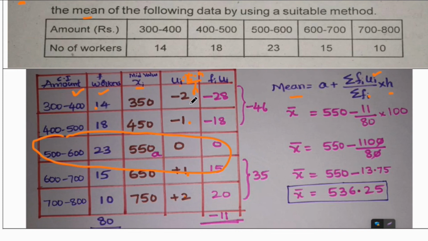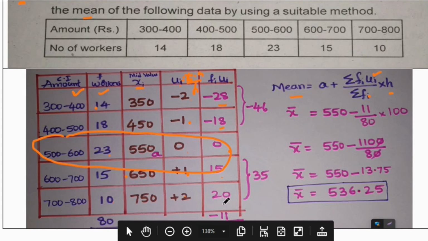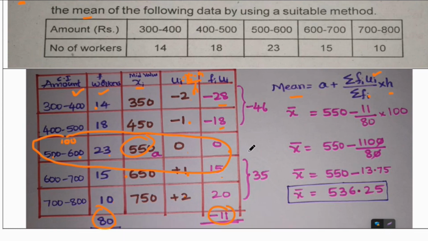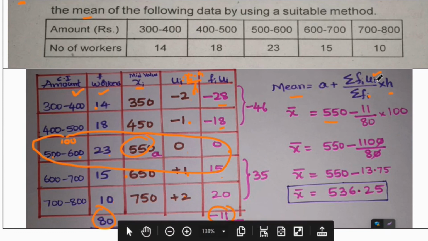Plus into minus is minus, 14 times 2 is 28, plus into minus is minus, 18 times 1 is 18, 23 times 0 is 0, 15 times 1 is 15, 10 times 2 is 20. So sigma Fi ui is minus 11, sigma Fi is 80, A is 550 and H is the difference between 500 to 600, which is 100. So applying these values in the formula, A plus sigma Fi ui, minus 11 by 80 into 100, we get mean value as 536.25.